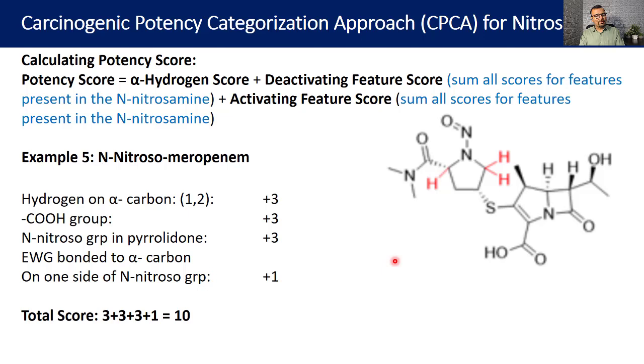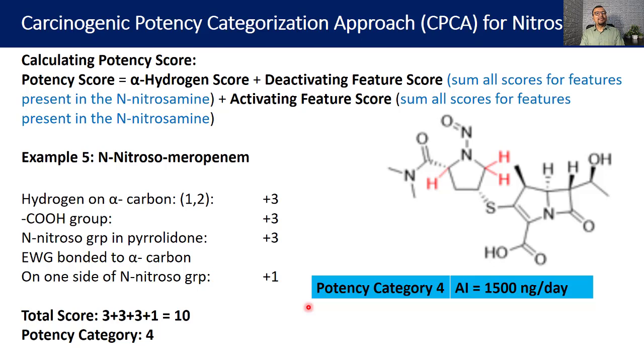So what is the total score now? The total score is going to be 10. As it is greater than 4, you have to see the potency category as a 4 now. You can give the potency category as a 4 if the score is greater than or equal to 4. What is the acceptable intake? In that case, it is recommended to be 1500 nanograms per day.